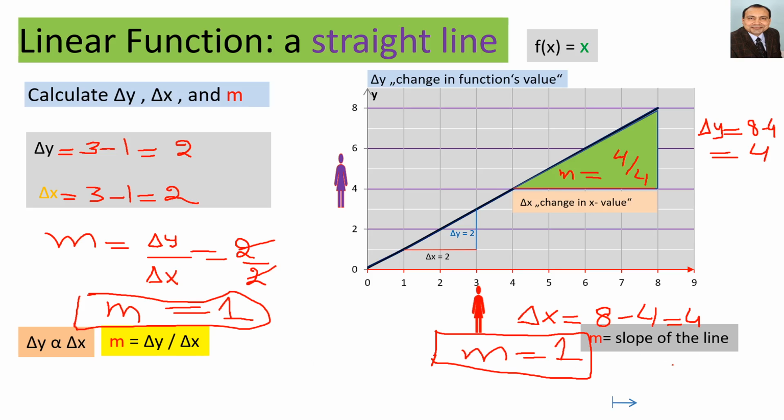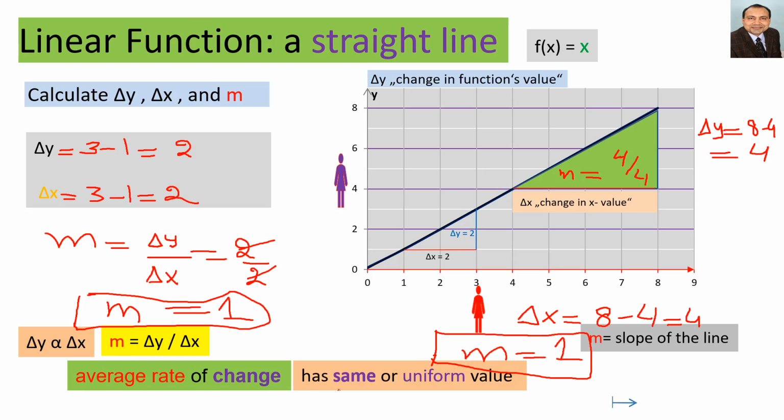m is the slope of the line, the inclination or elevation of the line from this baseline, which is lying on the surface of the earth. This is vertical to the earth. This is the average rate of change, which has the same, uniform, equal value for this line. That is why it is a straight line. In German, Steigung ist überall gleich. f of x is directly proportional to x.